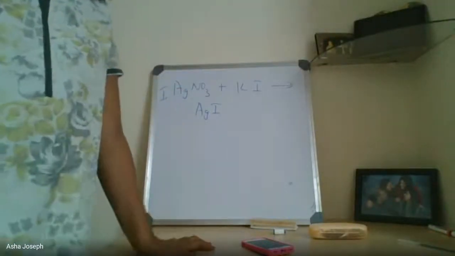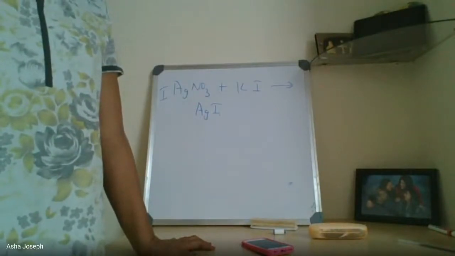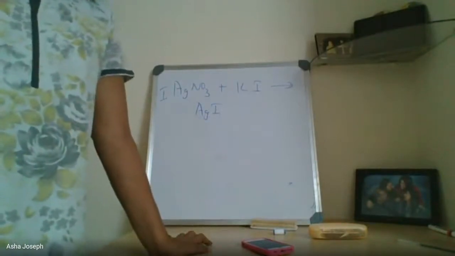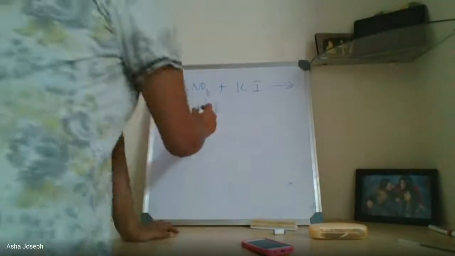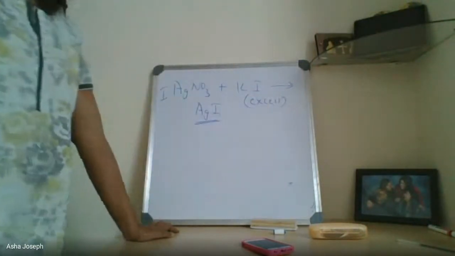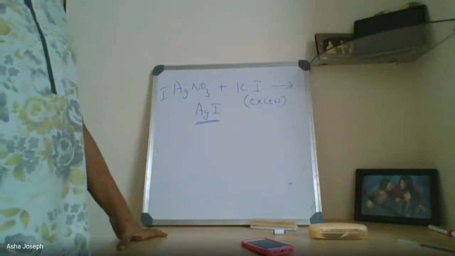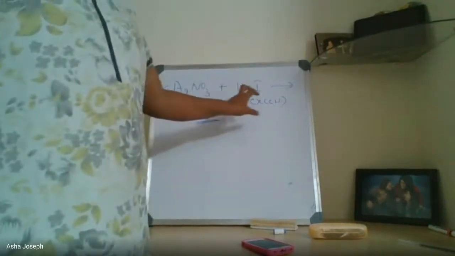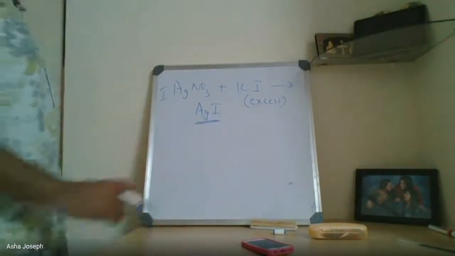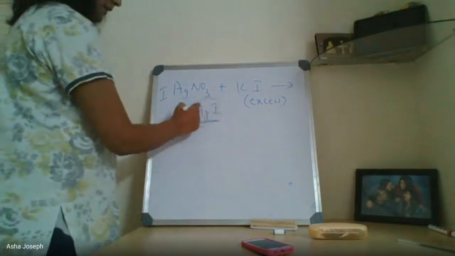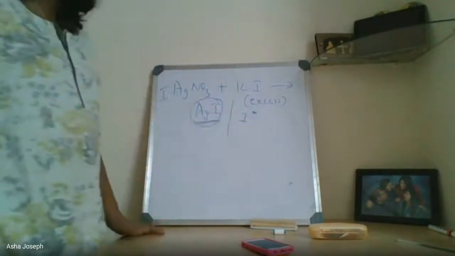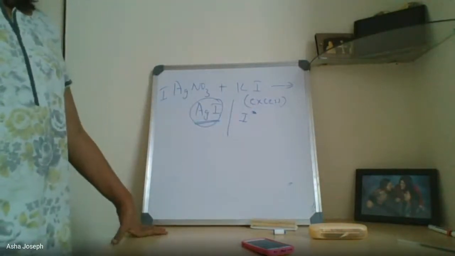So this is the first example. If you add silver nitrate to potassium iodide, what do you get? You get a precipitate of silver iodide, isn't it? And if potassium iodide is in slight excess, then the precipitate of silver iodide will adsorb I- ions, and the sol will be negatively charged.